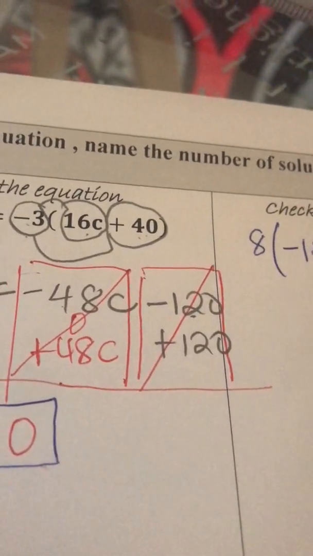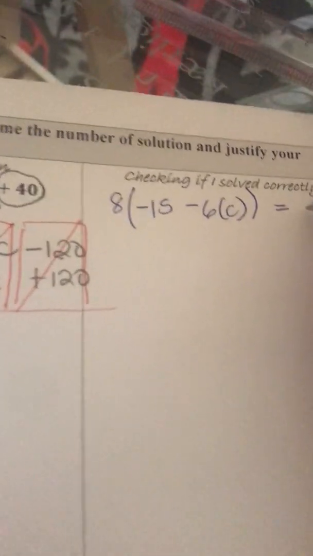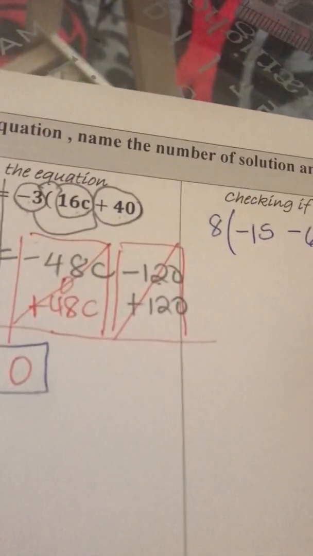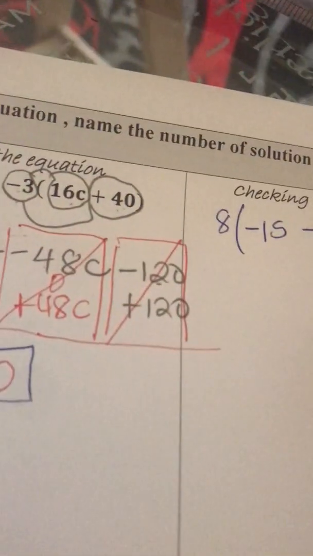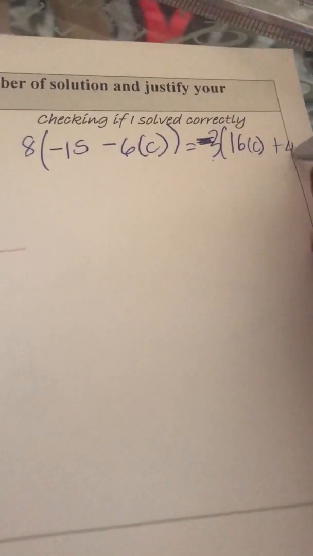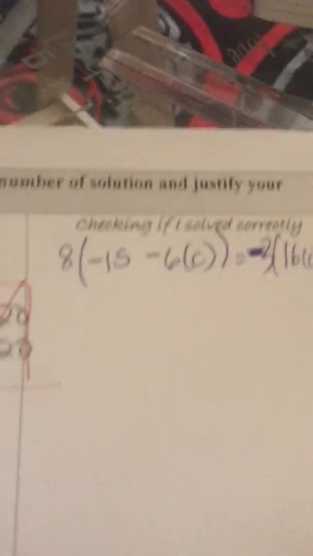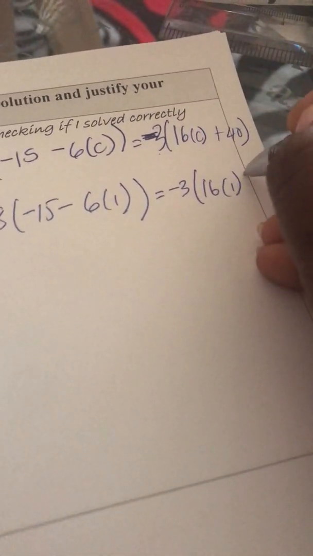(negative 15 minus 6(C)) is equal to, then I put bracket again, there's a negative 3 here. So negative 3 (16(C) plus 40). I can use any other number and I should get the same answer on the left and right. So I'll use 1. It is easier to multiply with 1. So this will be 8(negative 15 minus 6 times 1) equals negative 3(16(1) plus 40).